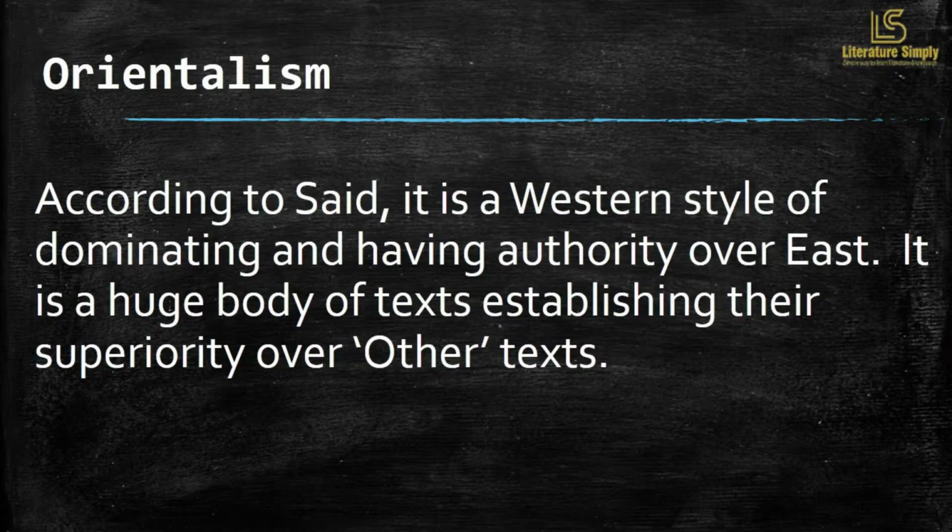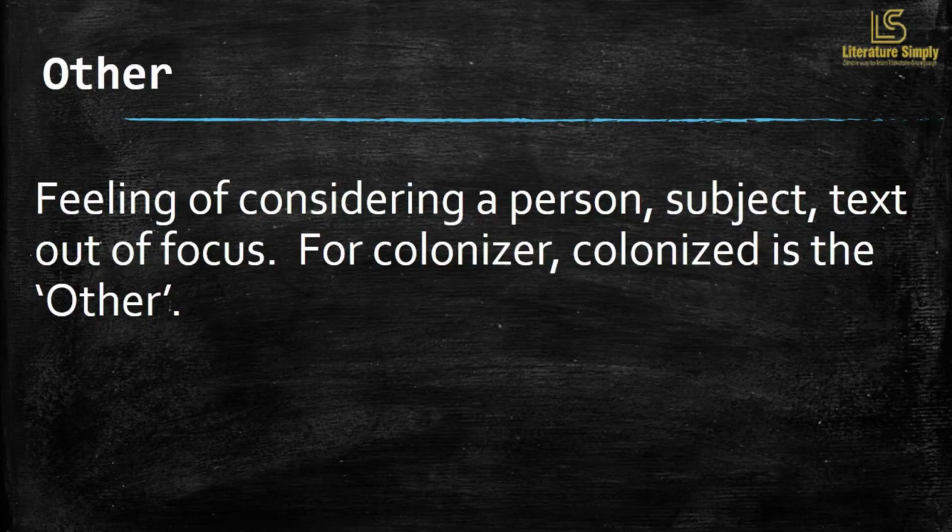Then we have a very significant term used in post-colonial theory, Orientalism. Edward Said used this term to denote that Western style has dominance and authority over the East. So this is Orientalism, and it is a huge body of texts establishing their superiority over other texts. So Oriental texts are the European texts which are considered superior to the marginal texts or other texts of Eastern countries.